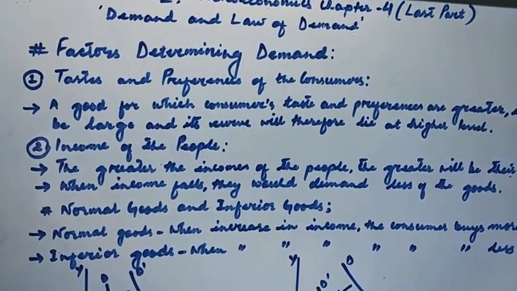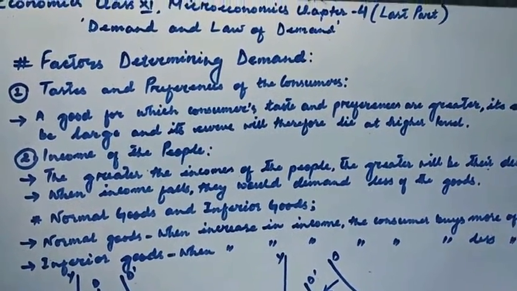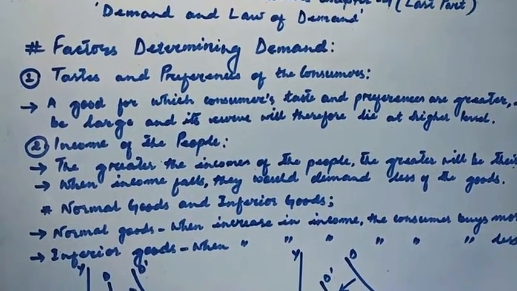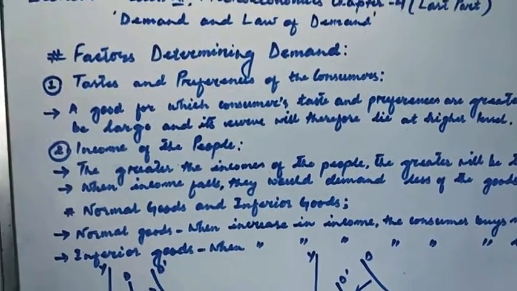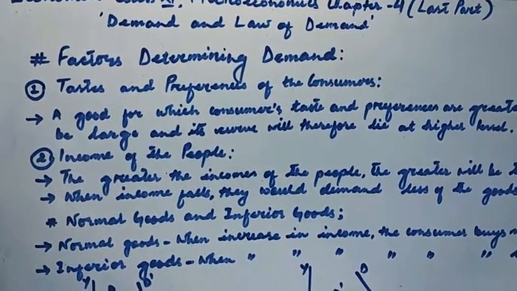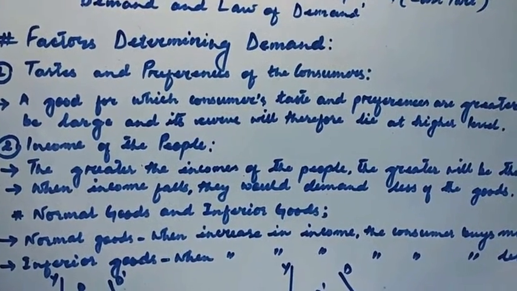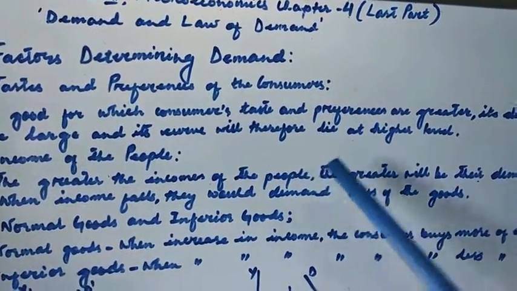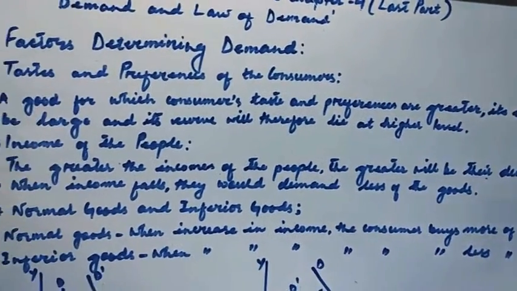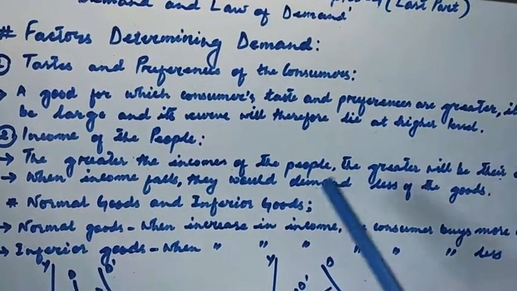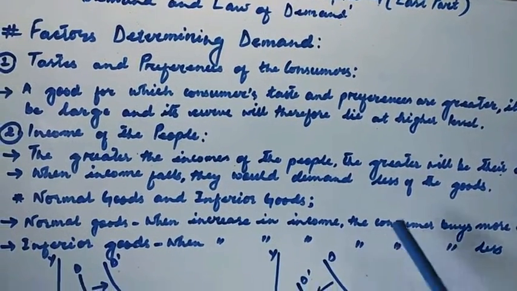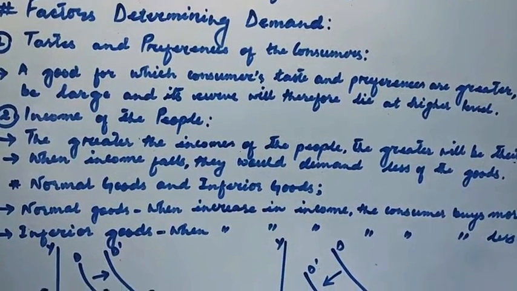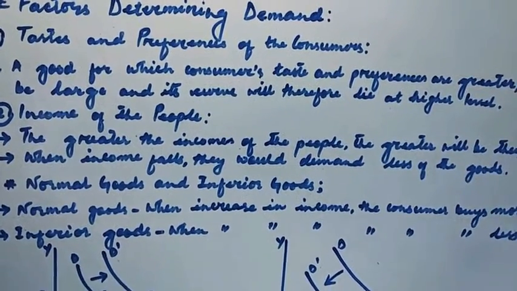The second point is the income of the people, and we have discussed the income effect. How does the income effect determine the demand of a consumer? Here, the income effect would mean the demand for goods also depends on the income of the people. The greater the incomes of the people, the greater will be their demand for goods. So when income falls, they would demand less of the goods. And when their income is high, their purchasing power, their real income increases, and they would like to consume more of that commodity.